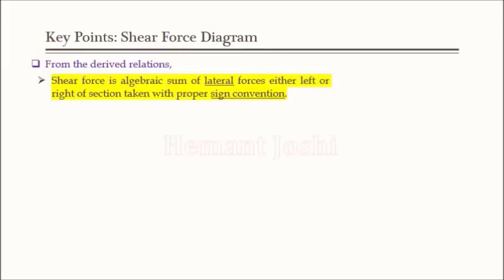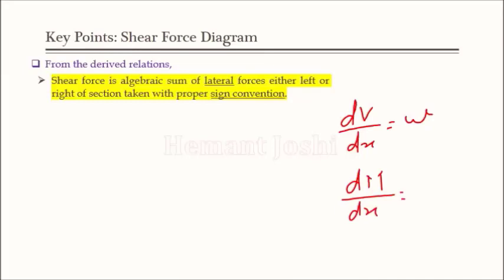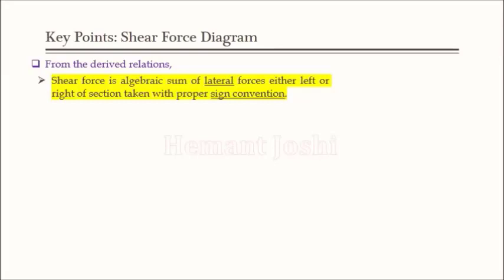So based on the above relations, I come to know simple equations. When the loading rate is known to me, I would say dV/dx is equal to the rate of loading, and dM/dx is equal to the shear force. From these two relations, there are some key points we need to understand and remember. First is shear force. Mathematically, one can say shear force is the algebraic sum of lateral forces either left of the section or right of the section taken with proper sign convention.